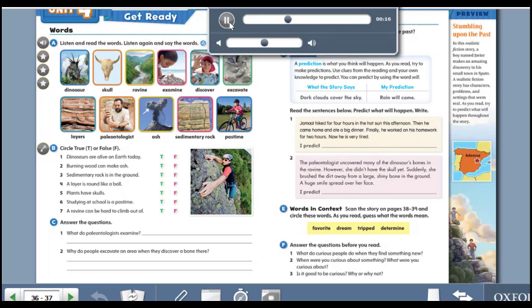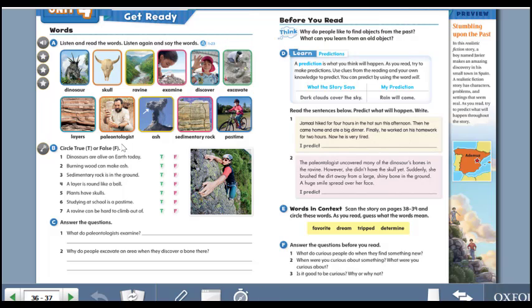Dinosaur. Skull. Ravine. Examine. Discover. Excavate. Layers. Paleontologist. Ash. Sedimentary rock. Pastime.